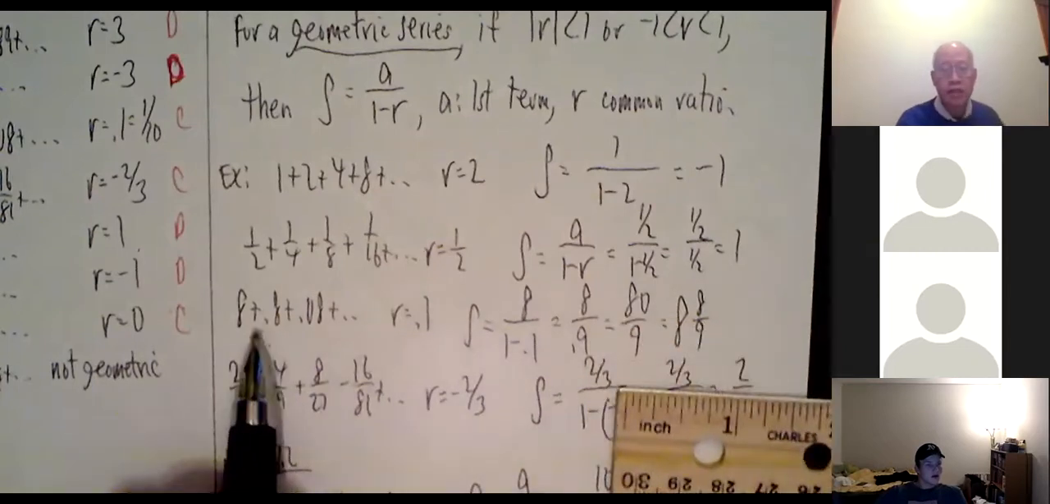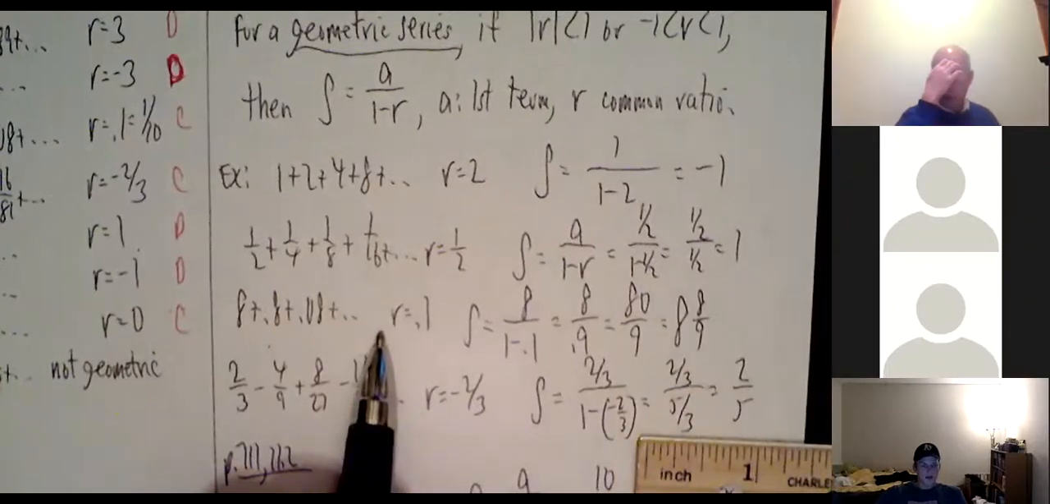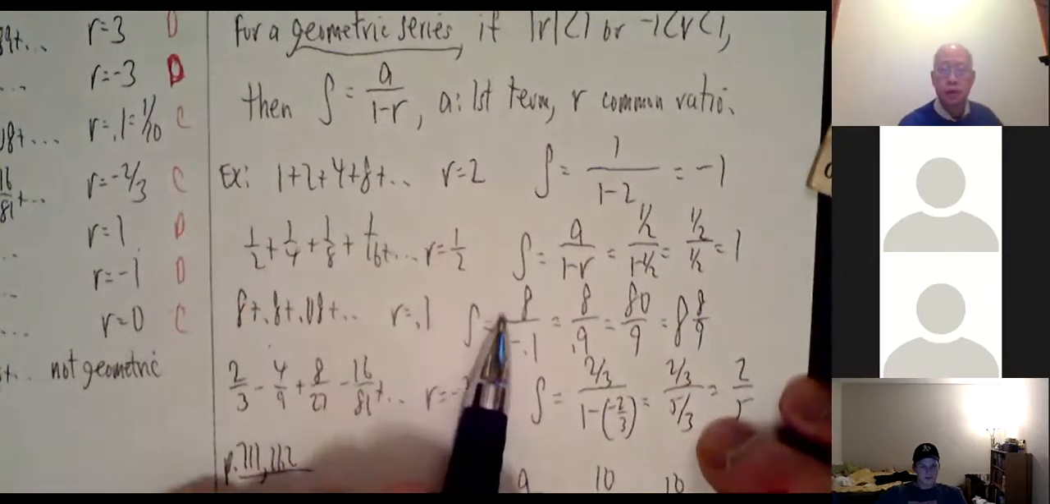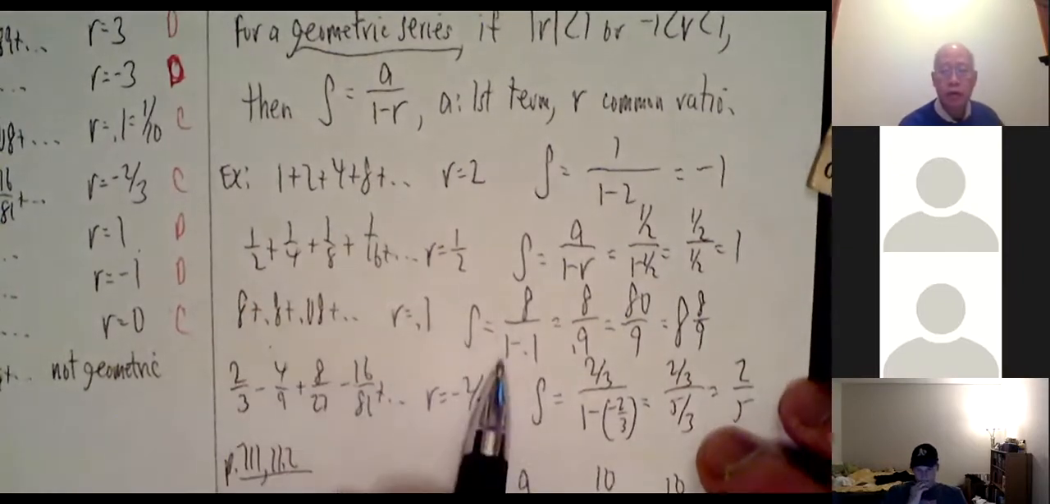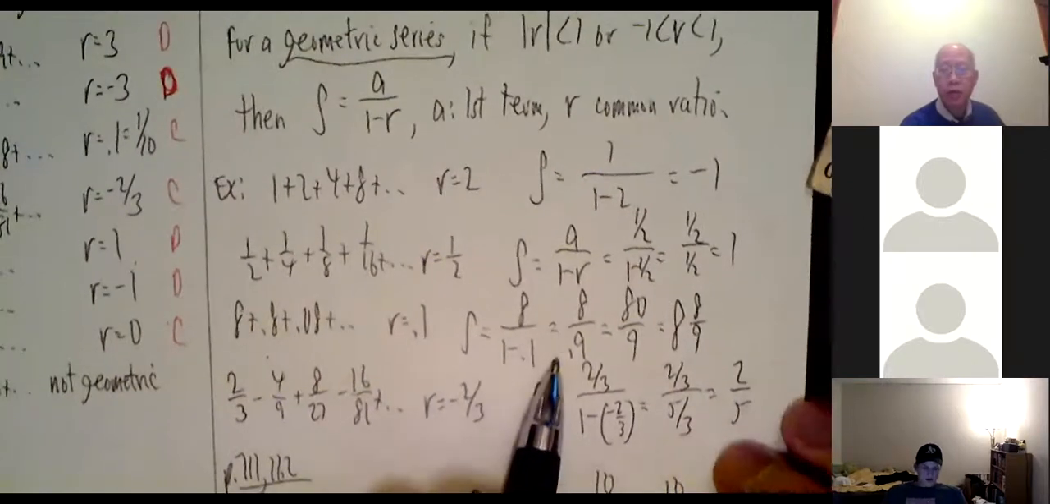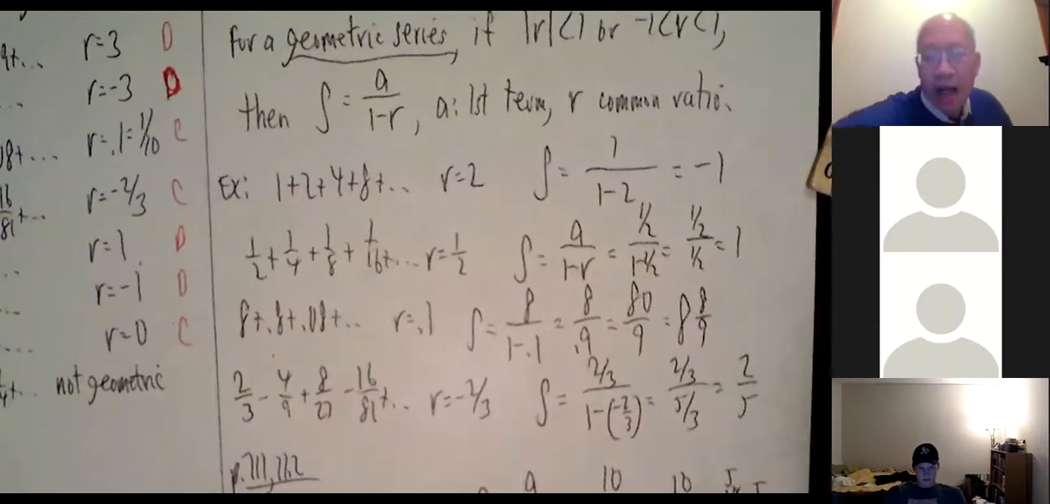Let's look at this one where I said it was 8.888888. Okay, the common ratio is 0.1, so it should converge. The formula is A over 1 minus R. So A is the first term, 8 over 1 minus 0.1. That's 8 over 0.9, or 80 over 9, or 8 and 8/9. Okay, so it converges to 8 and 8/9.